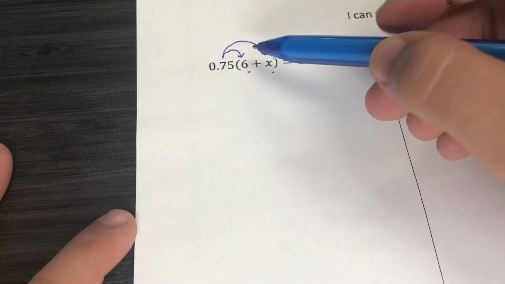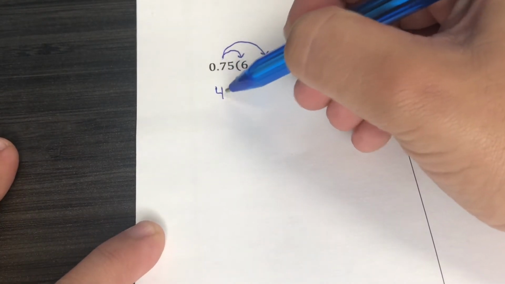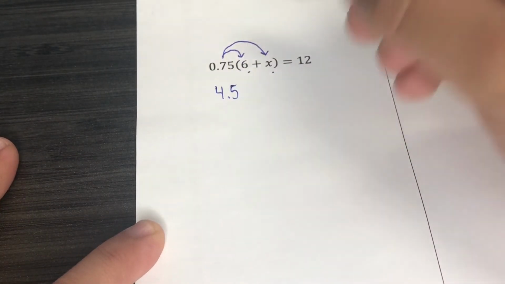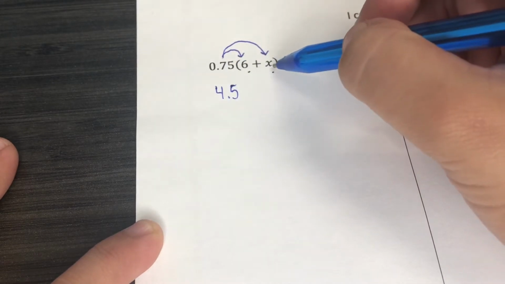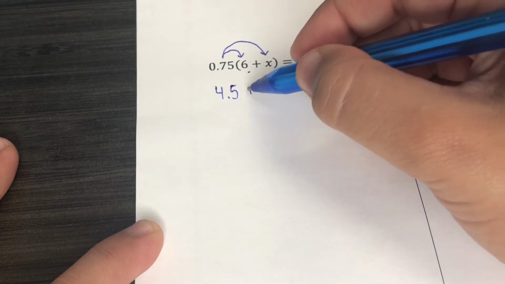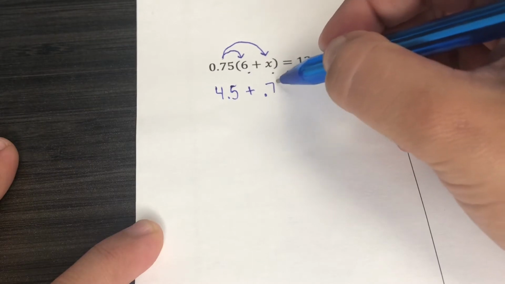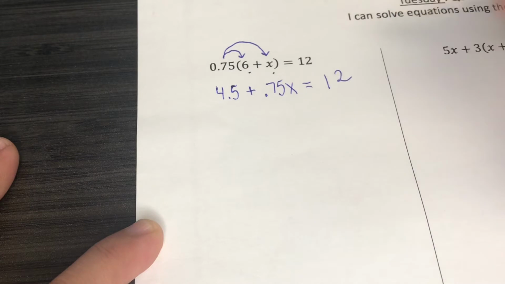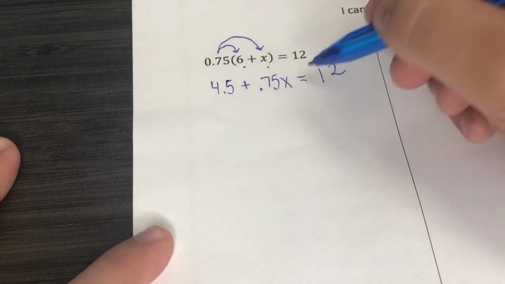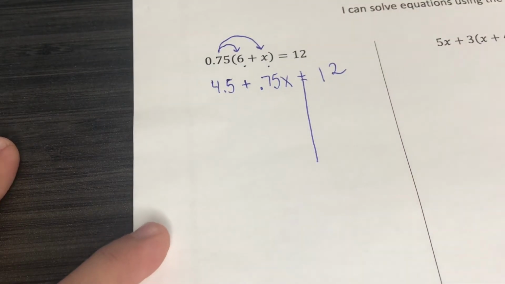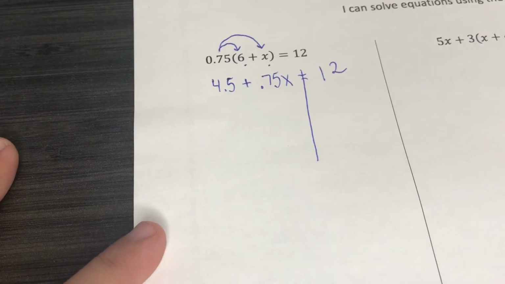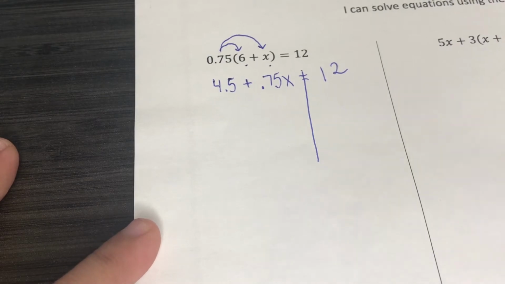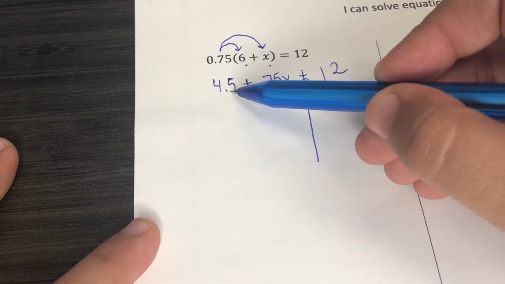0.75 times 6 is 4.5. 0.75 times x is a positive 0.75x, and we'll rewrite the rest. Now that we've distributed, let's draw our little arrow, and now it's similar to the previous videos. We're going to move over the number that does not have the variable in it. In this case, it's 4.5.